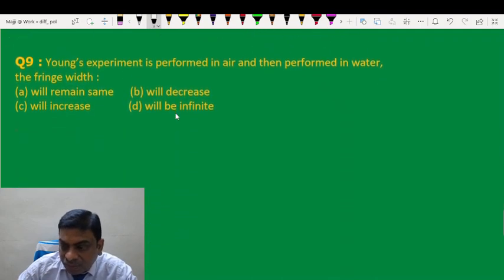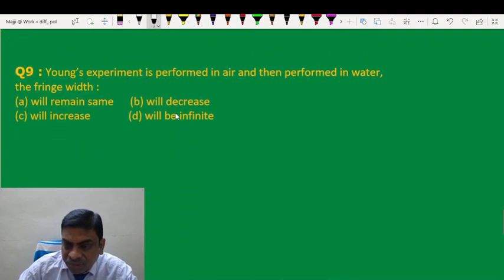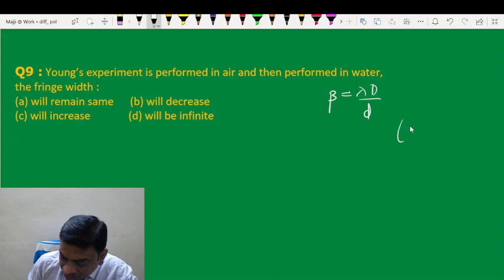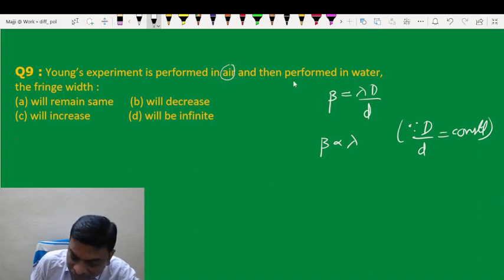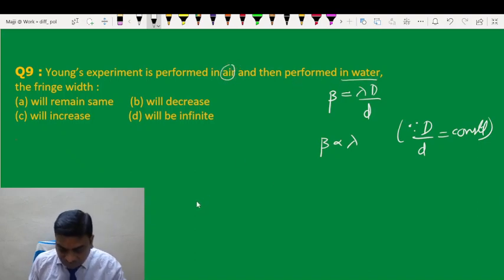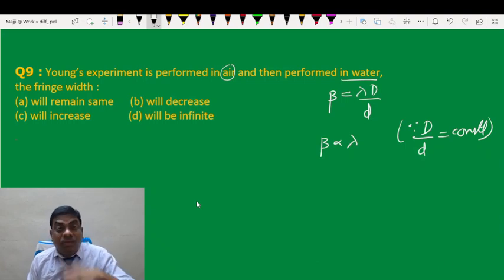Then YDSE is performed in air and then performed in water, the fringe width will... Now students, again the same thing, beta is equal to lambda capital D by small d. Since capital D by small d is the same, it is constant, we are not disturbing the experimental setup, so I can say beta is proportional to lambda. Now what happens when the entire setup is immersed in water? Lambda will reduce.